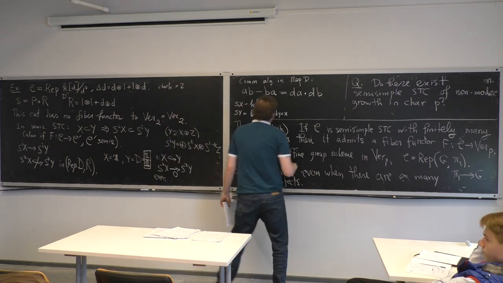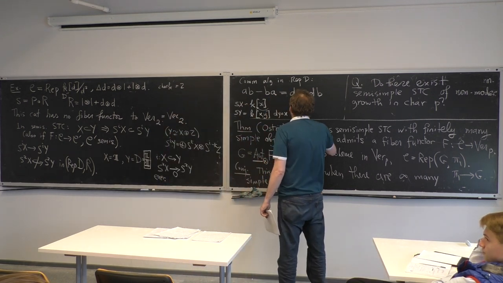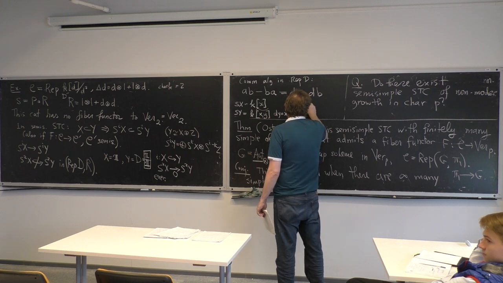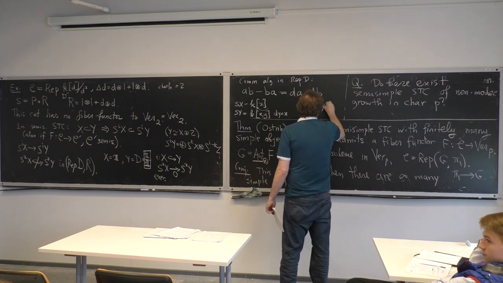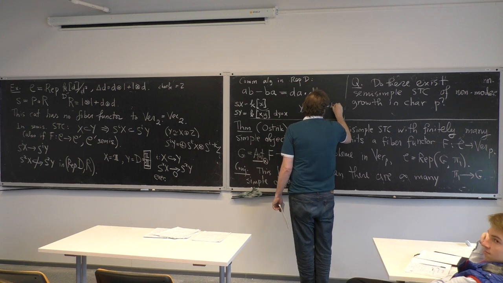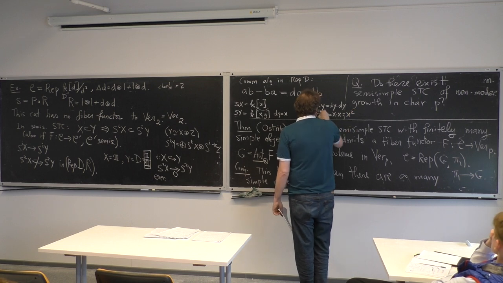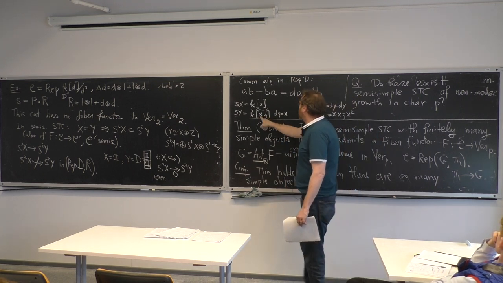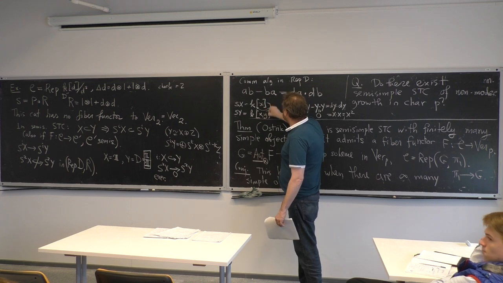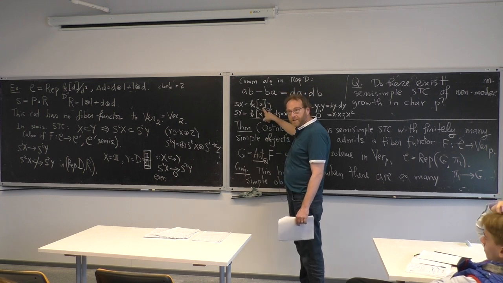So this means that if I write xy times y minus y times y equals dy times dy, and this is x times x, which is x squared. So we get 0 equals x squared, and so x squared is 0. So this map is degenerate already in degree 2. It sends the honest x squared, which is not 0, to 0.